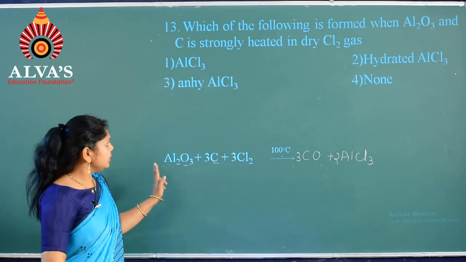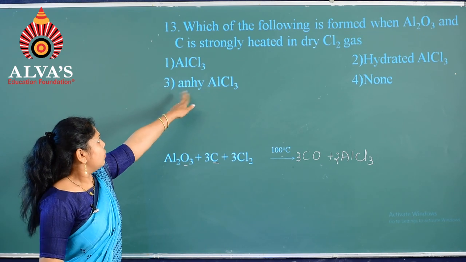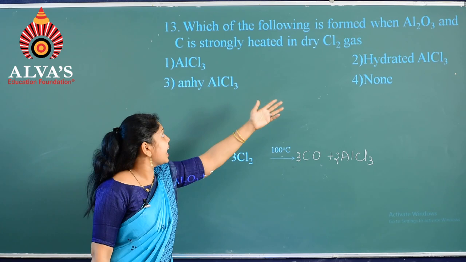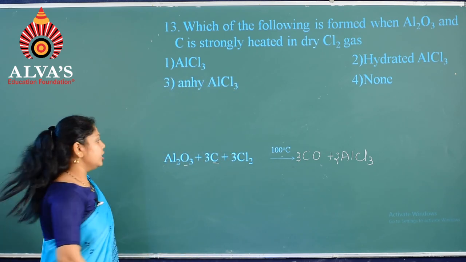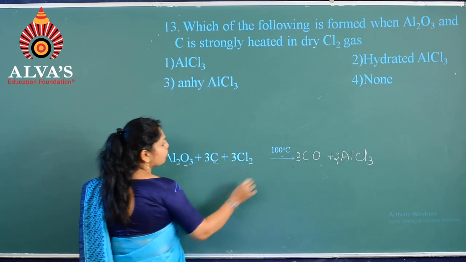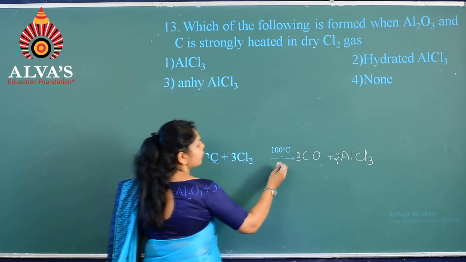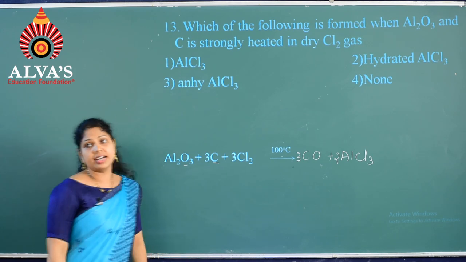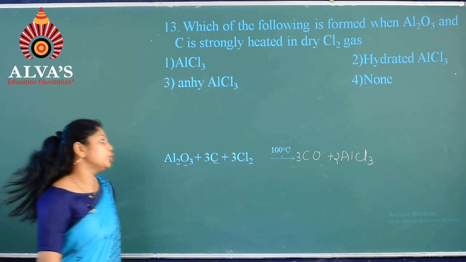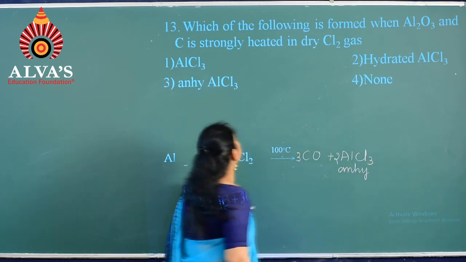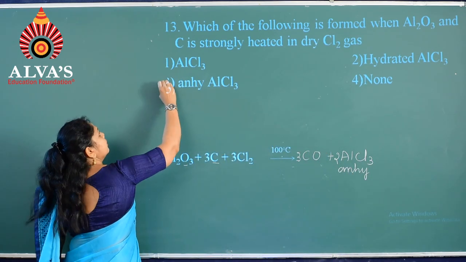Here one more thing you have to remember: they are asking which aluminium chloride, whether it is the hydrated one or anhydrous. If you observe the reaction, there is no proton or hydrogen atom present in the reaction. And one more thing, the temperature maintained is 100 degrees Celsius. So, it should be anhydrous aluminium chloride. Hence, the option is 3.